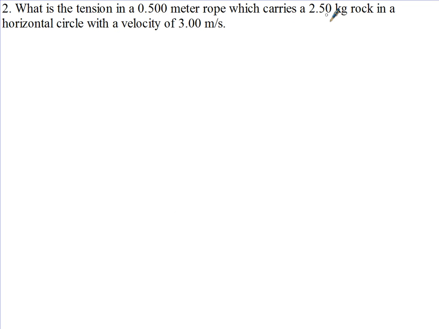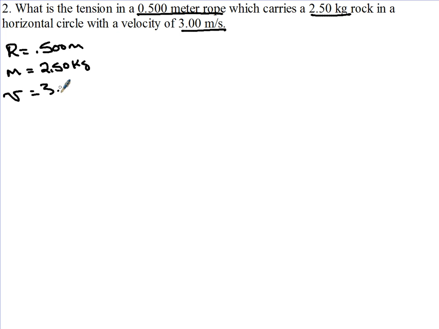Now, what's the tension in a rope? It's 0.5 meters. Okay, that tells me the rope is 0.5, so that's r, which carries a rock of mass 2.50 kilograms in a horizontal circle with a velocity of 3 meters per second. So v is 3.00 meters per second. All right, now I want the tension.